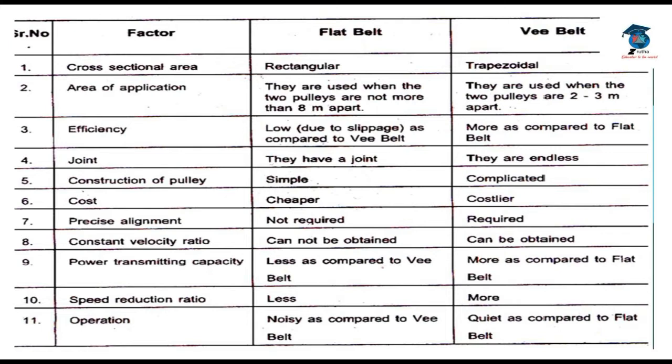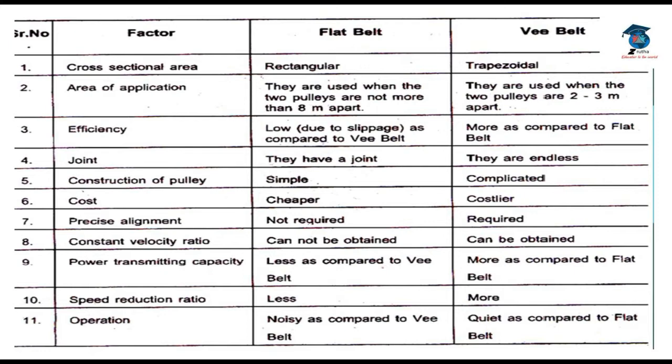Efficiency wise, a flat belt has less efficiency as compared to a V belt. In the construction of the pulley, in the case of a flat belt it is simple without any groove, whereas in a V belt a groove is required. The cost of a flat belt is lesser as compared to a V belt due to its simple design. Alignment is also not required in the case of a flat belt, whereas in a V belt it is very important.